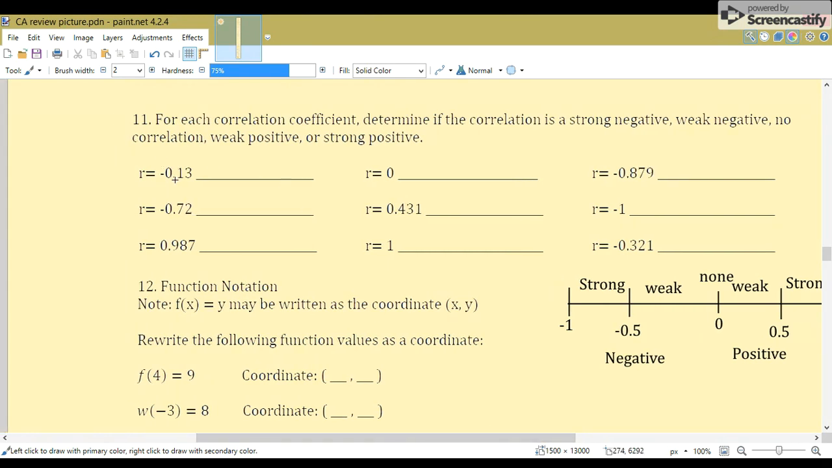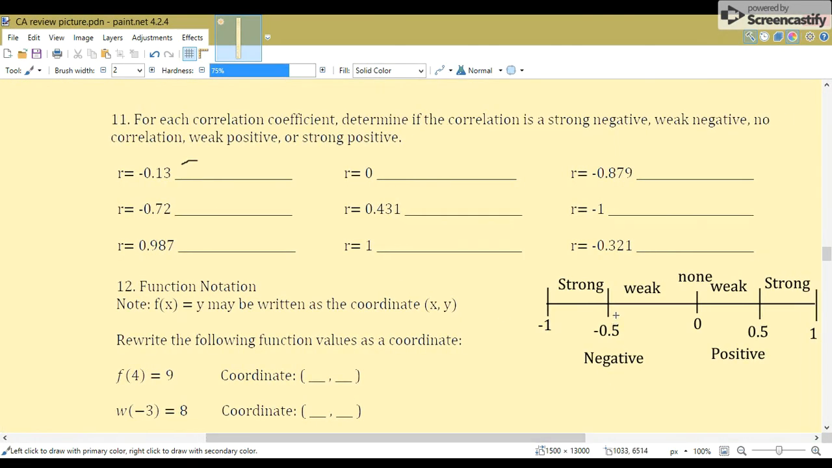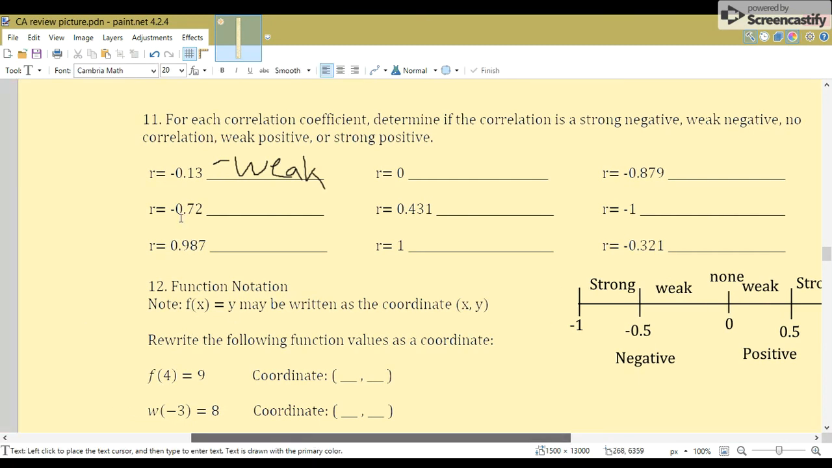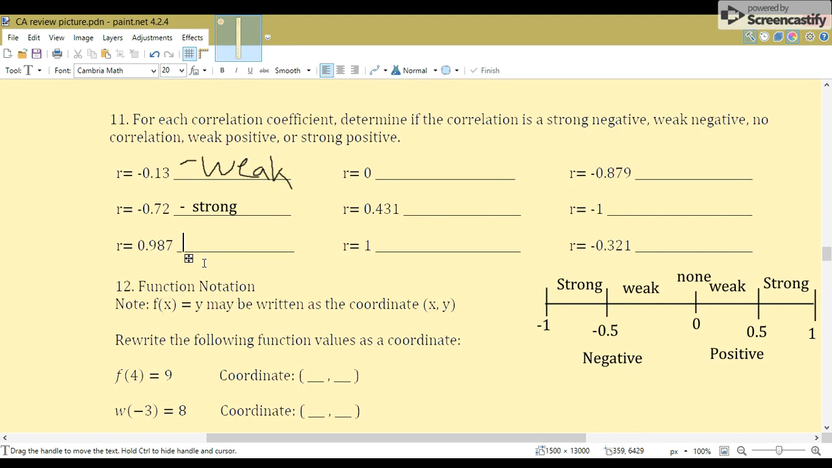Okay, the first one we have -0.13. It's negative, so put a negative. 13. Well, 13 is closer to 0 than it is to 1, so that is weak. The next one we have -0.72. That's also negative, but it's further away from 0, so it's strong. Okay, R equals 0.987. That's positive, and it's close to 1. It's further away from 0, so it's positive strong.